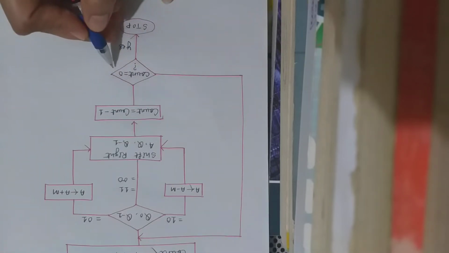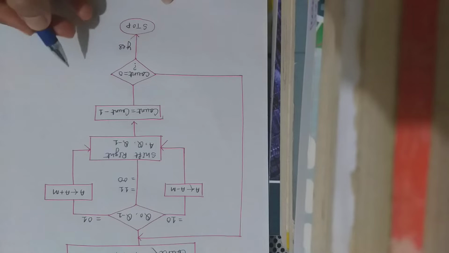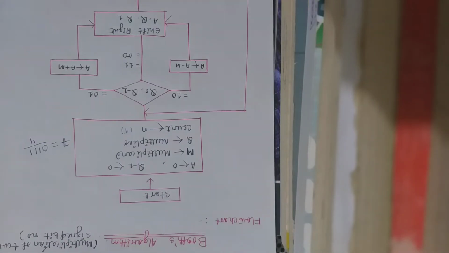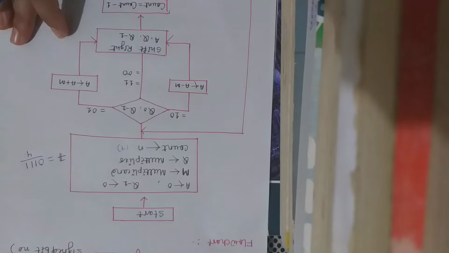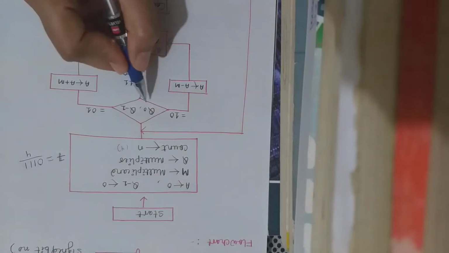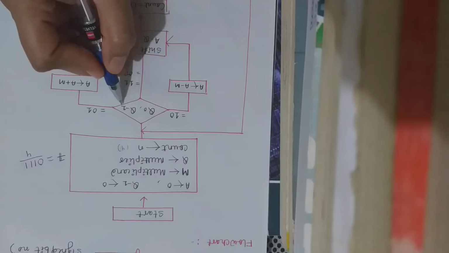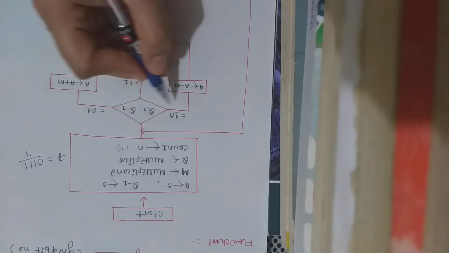Then we check whether the count value is now 0 or not. If the count value is 0, then execution will be stopped, or we have to stop the calculation. That means in the flow chart we have to consider only two bits, that is the q naught bit and the q minus 1 bit, whether it is 0 1 or 1 0.